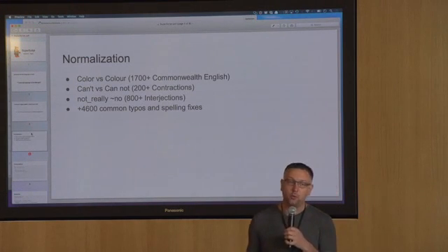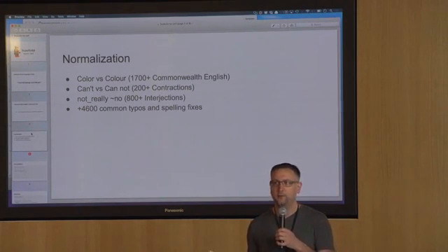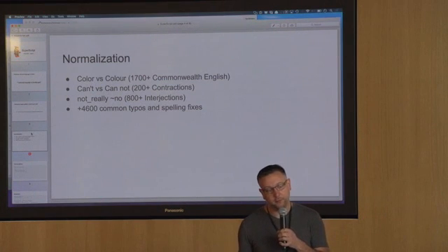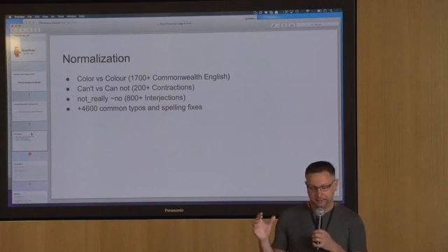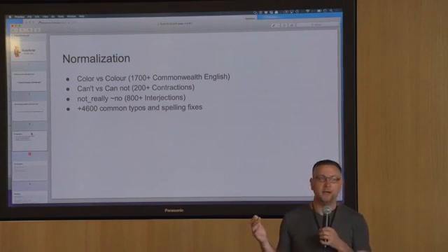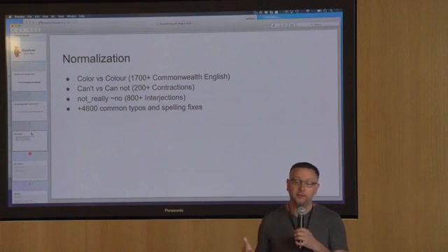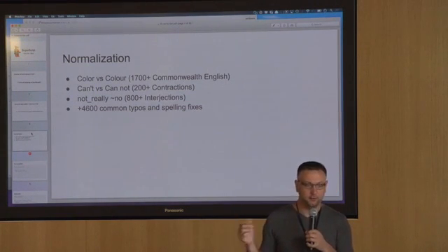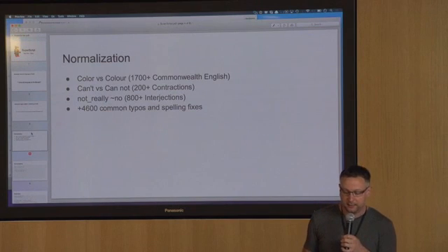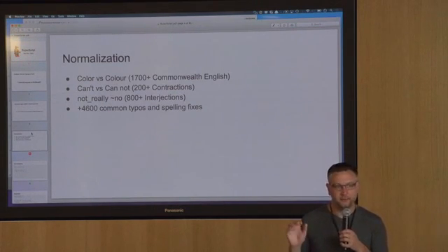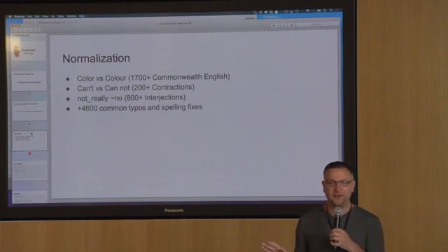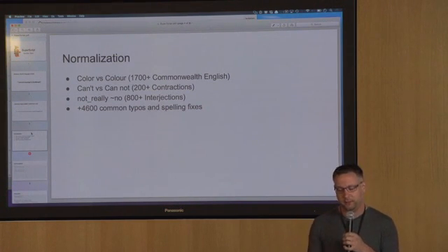There's also so much more to just building a bot. You need to be able to normalize your input, and SuperScript does that. There are over 1,700 different words that we convert from Commonwealth English to US English. We also fix all of the concatenation. There are thousands and thousands of common typos. We take care of all of that even before the input comes in.